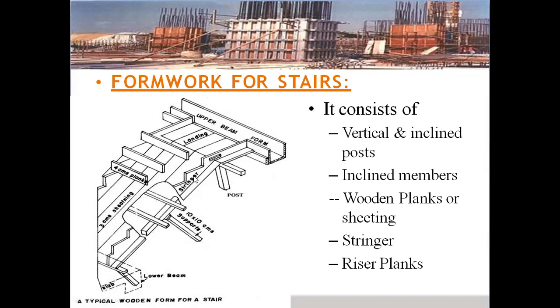These are the stringers, and inclined members can be seen here from landing to the lower beam. Here these are the inclined members, and this is the wooden planks or sheeting for the landing. This is the 3 centimeters sheeting where the inclination of the stairs can be placed. These are the riser planks.